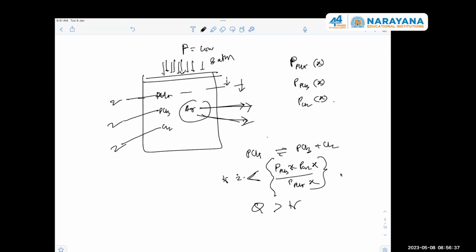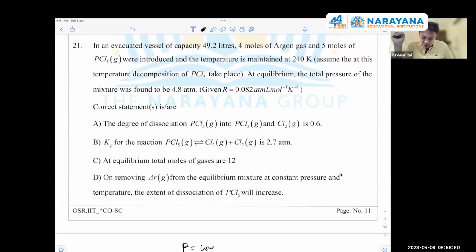Sir, but in the question, he gave volume is constant, sir. Yeah, in fact, that is why I told you, then it is an impossible situation. Because if you are keeping volume constant and removing argon, let me think about your point of view as well.